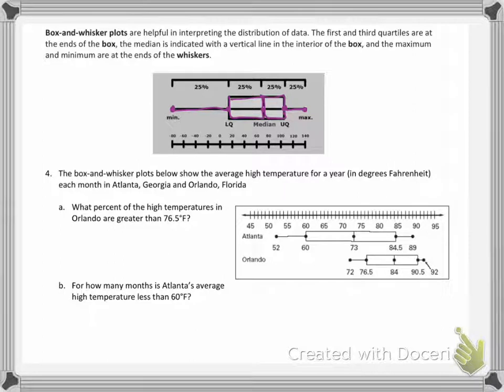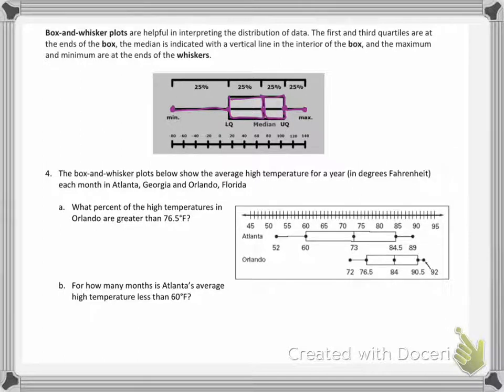The median will be the line somewhere inside the box. Again, it doesn't have to be in the middle of the box for it to exist. So just keep that in mind. Each piece is 25%. It doesn't matter if it's perfectly balanced or not. That's not the point of a box and whisker. So let's take a look at a couple examples where we do some interpreting and go from there.